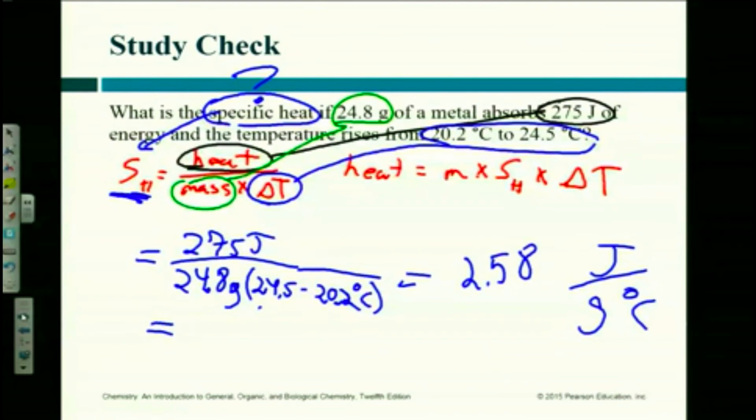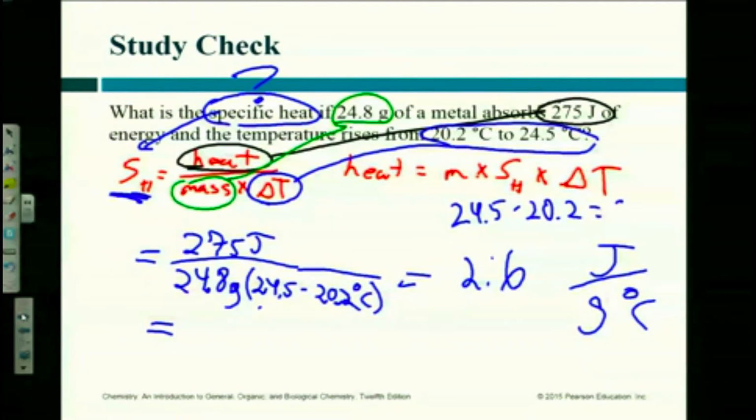2.58 makes sense. You have to do the subtraction first, multiply it by that, write it down, and take this and divide it by your denominator. Make sure you do it in the right order. What's inside here you have to do first, multiply by that, then divide the two. So you get 2.58. Wait, I thought it would be 260. Oh, it actually should be. You're right. But when I do 24.5 minus 20.2, 4.3 degrees C, that's only 2 sig figs.